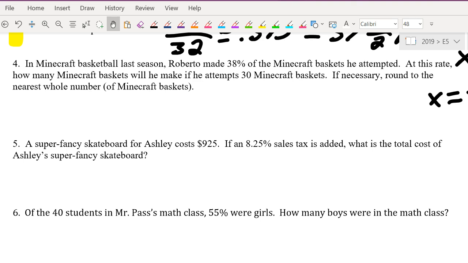In Minecraft basketball last season, Roberto made 38% of his Minecraft basketball baskets. All right? At this rate, how many Minecraft baskets will he make if he attempts 30? Okay? What do you think? Yes? Okay, how do we type that in?